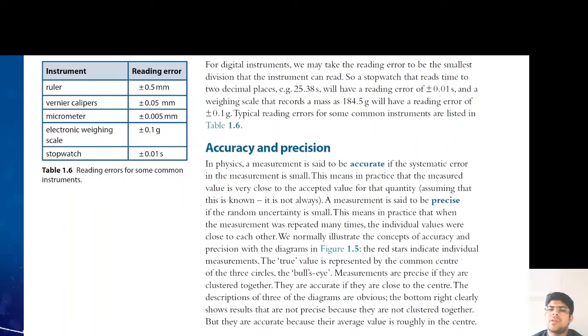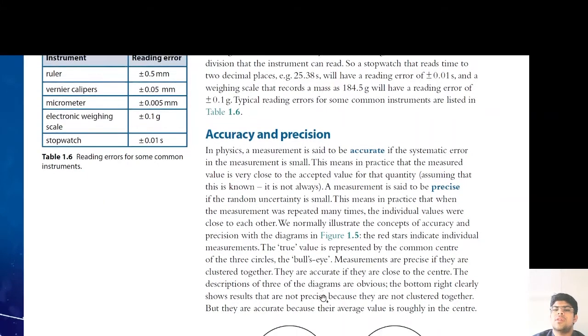A measurement is said to be precise if the random uncertainty is small. This means in practice that when the measurement was repeated many times, the individual values were close to each other. We normally illustrate the concepts of accuracy and precision with diagrams in figure 1.5. The red stars indicate individual measurements.